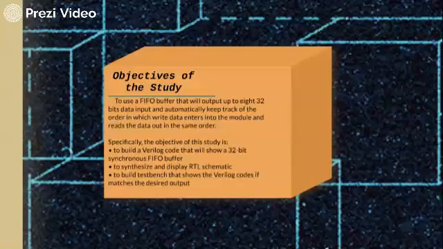Specifically, the objectives of this study are, first, to build a Verilog code that will show a 32-bit synchronous FIFO buffer. Secondly, to synthesize and display the RTL schematic. And lastly, to build a test bench that shows whether the Verilog code matches the desired output.